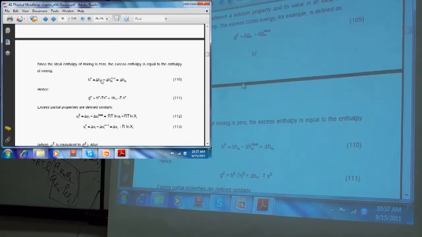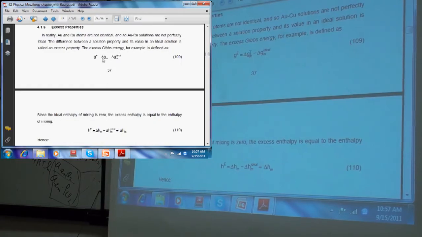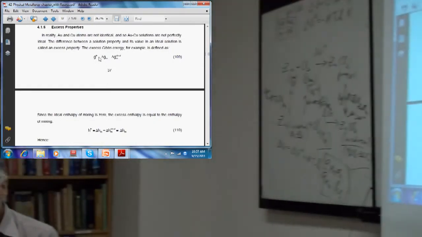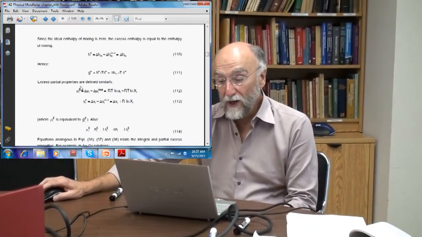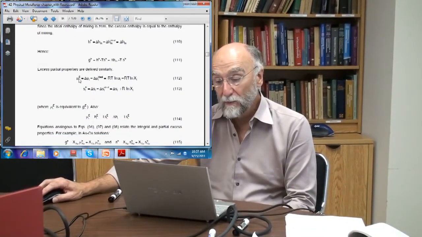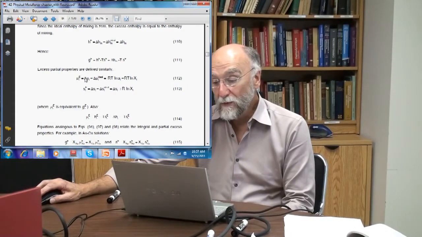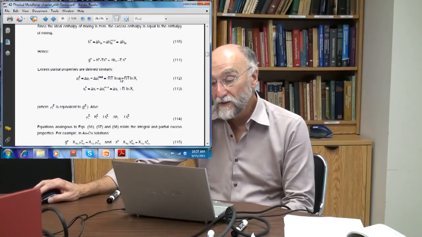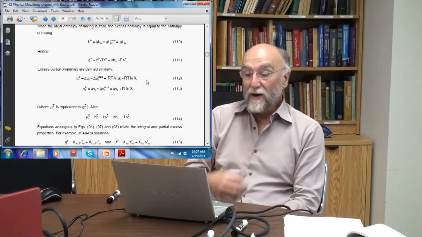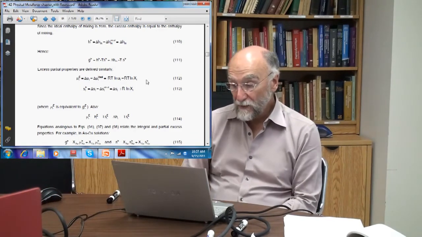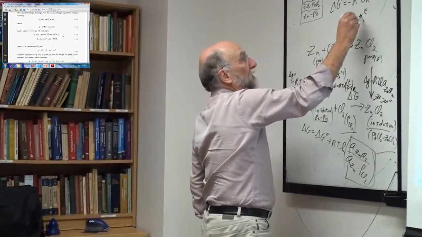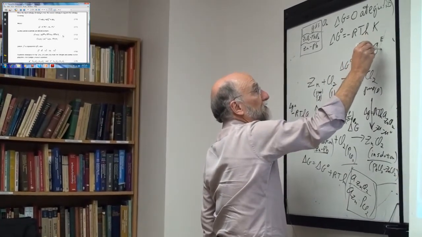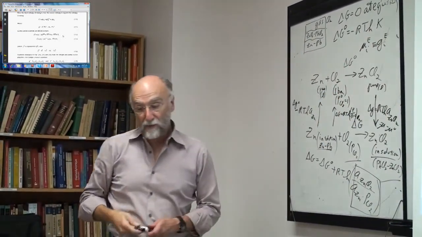So those are excess integral properties. Remember, this is the integral Gibbs energy of mixing, so this is the excess Gibbs energy, or the excess integral Gibbs energy. Then you can define partial properties. You can have an excess chemical potential, which is delta mu I minus delta mu I ideal, which is RT log activity minus RT log X. So that's your excess chemical potential, or your excess Gibbs energy. Mu excess I is the same thing as G excess I. Chemical potential is the same as a partial Gibbs energy.